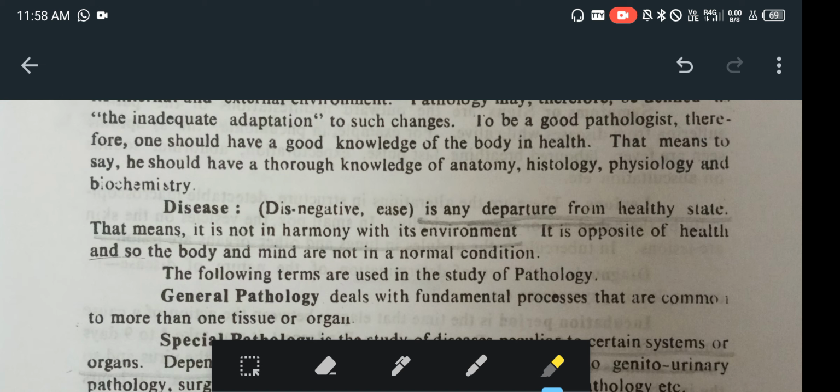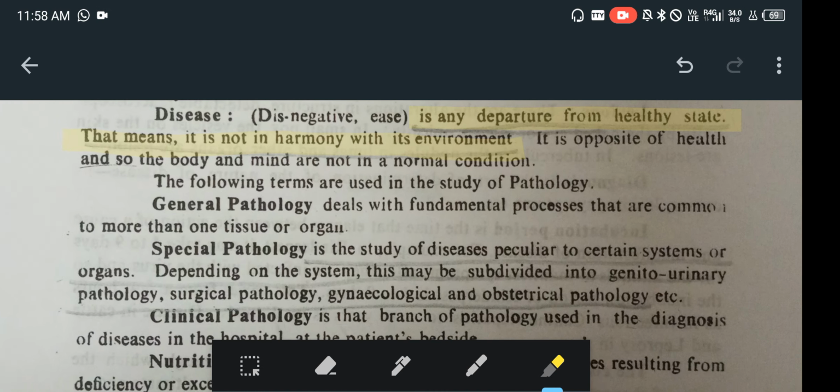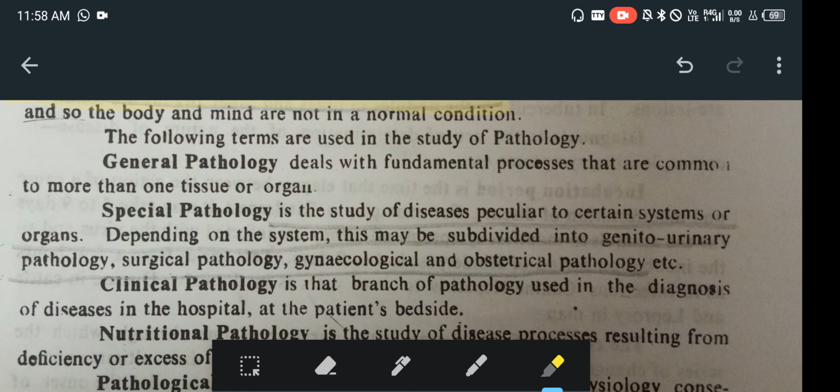Now let's study the basic terminologies we use in pathology, like disease, in which dis means negative and ease. Any deviation or departure from the healthy state, that means it is not in harmony with its environment. I have already discussed that any deviation from the normal functioning of the body is known as disease. Now the following terms used in pathology are like the types of pathology.